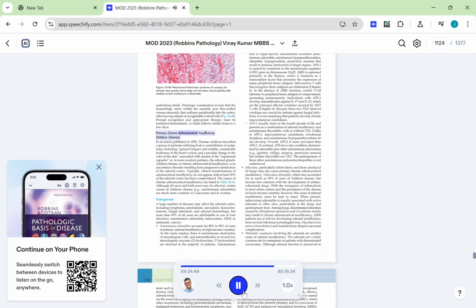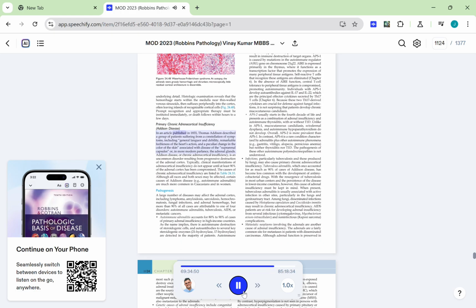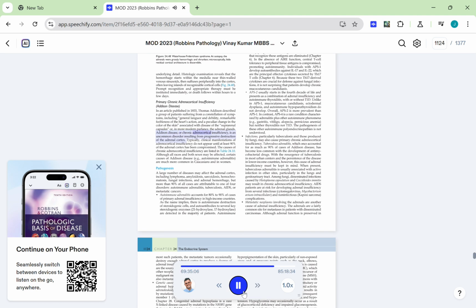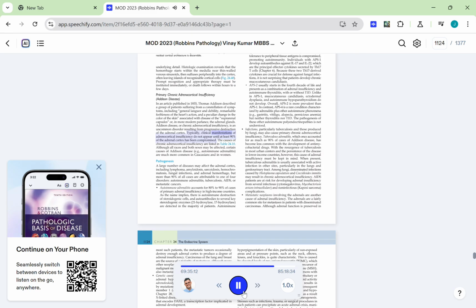Primary chronic adrenocortical insufficiency. In an article published in 1855, Thomas Addison described a group of patients suffering from a constellation of symptoms including general languor and debility, remarkable feebleness of the heart's action, and a peculiar change in the color of the skin associated with disease of the suprarenal capsules, or in more modern parlance, the adrenal glands. Addison disease, or chronic adrenocortical insufficiency, is an uncommon disorder resulting from progressive destruction of the adrenal cortex. Typically, clinical manifestations of adrenocortical insufficiency do not appear until at least 90% of the adrenal cortex has been compromised.